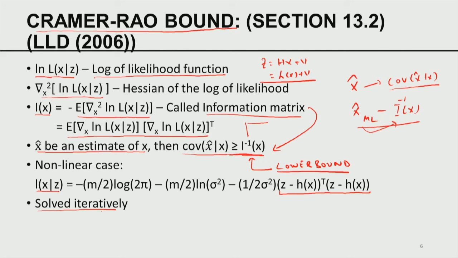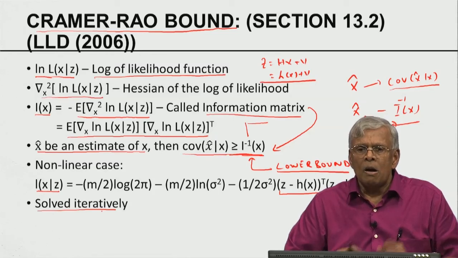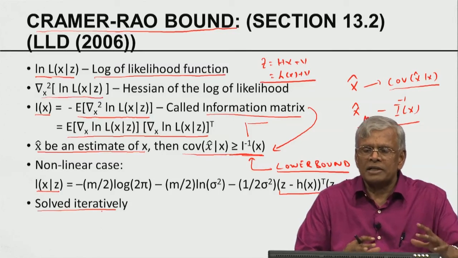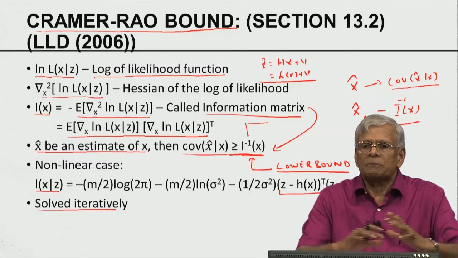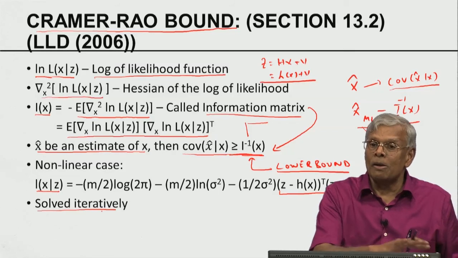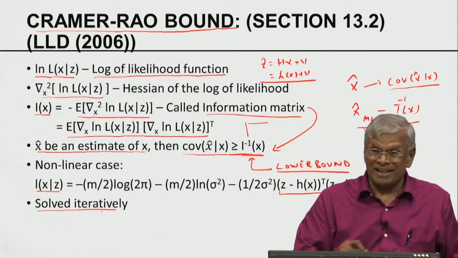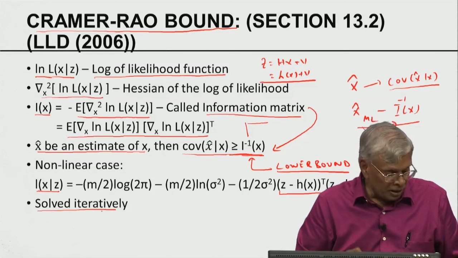So we take the log of the likelihood function, compute its derivative, equate the derivative to zero, and solve the resulting equation. The solution of the resulting equation gives rise to the optimal maximum likelihood estimates. All these processes are simpler when there is linear observation. They are a little more complex in the case of nonlinear observations. In the nonlinear case, all the methodology still holds good, except that the solution has to be obtained numerically, iteratively. It gives rise to iterative optimization.